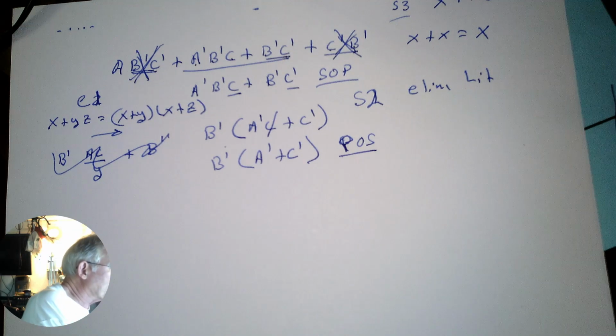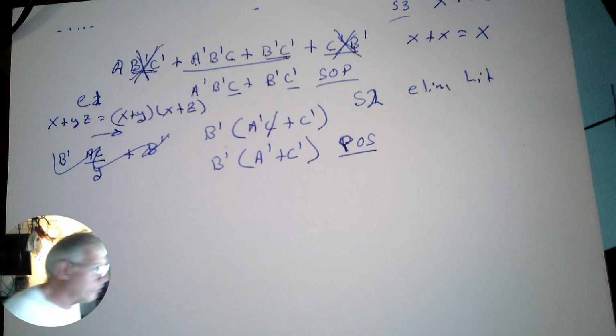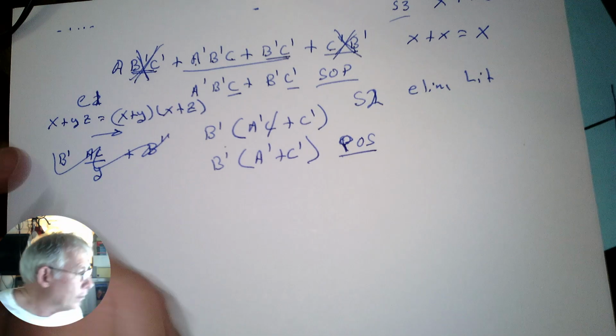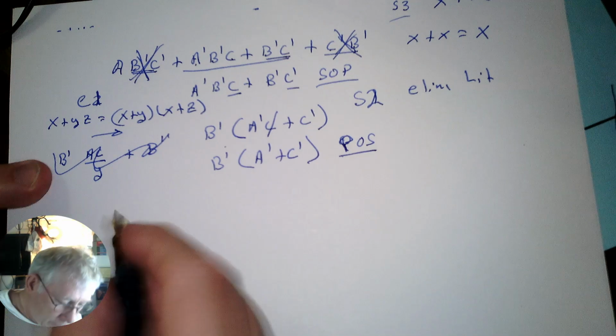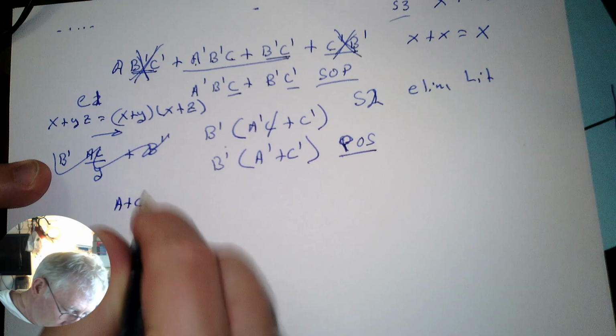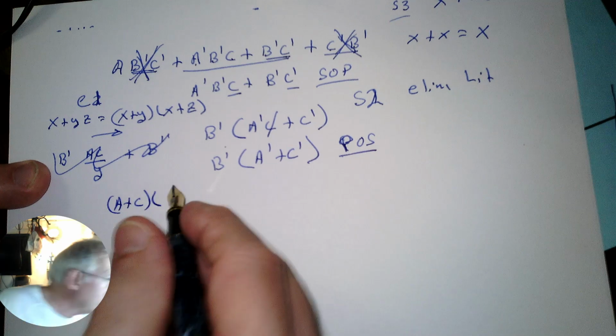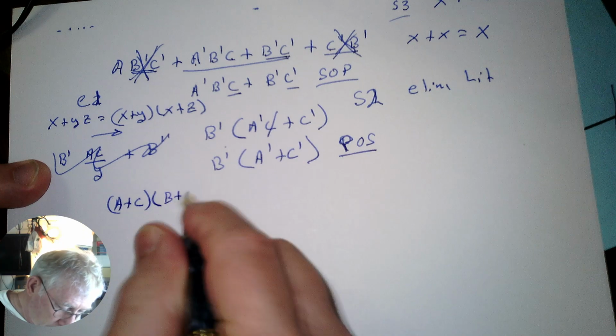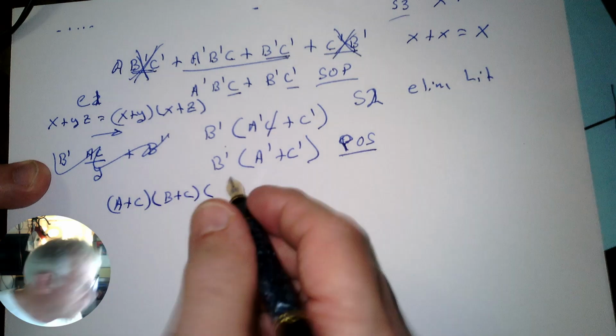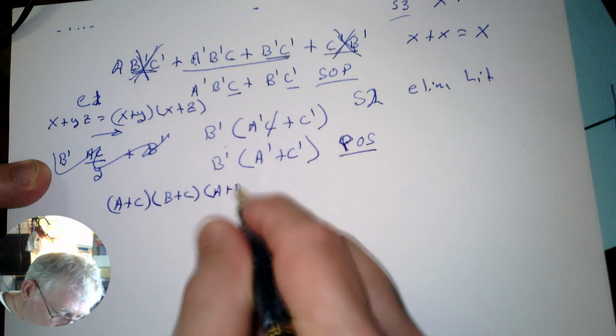This one was select the correct values. Let's see. No, never mind. So we have change this expression to SOP. Okay, and it was A plus C times B plus C times A plus D times A.